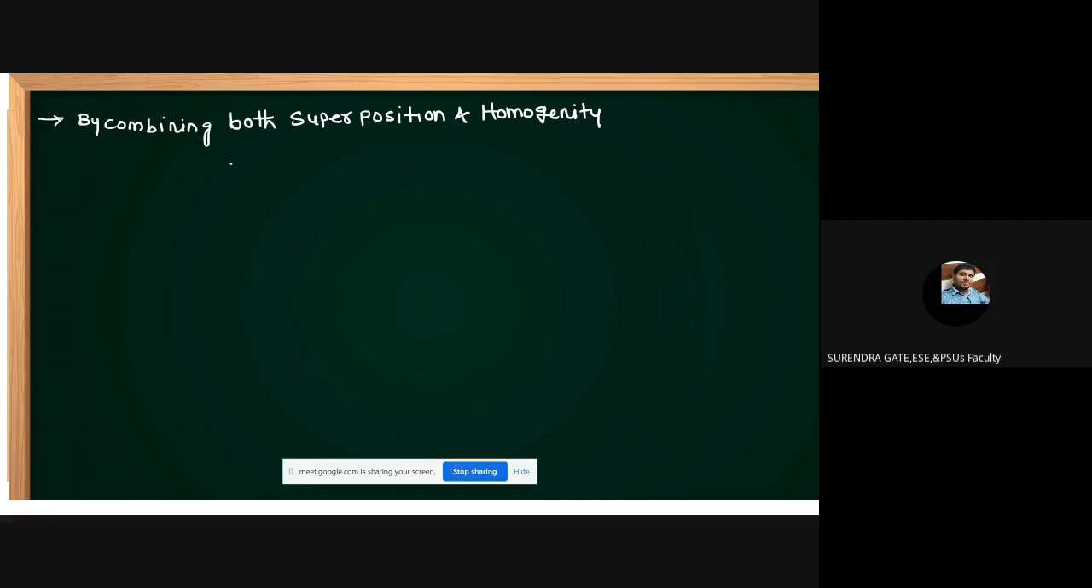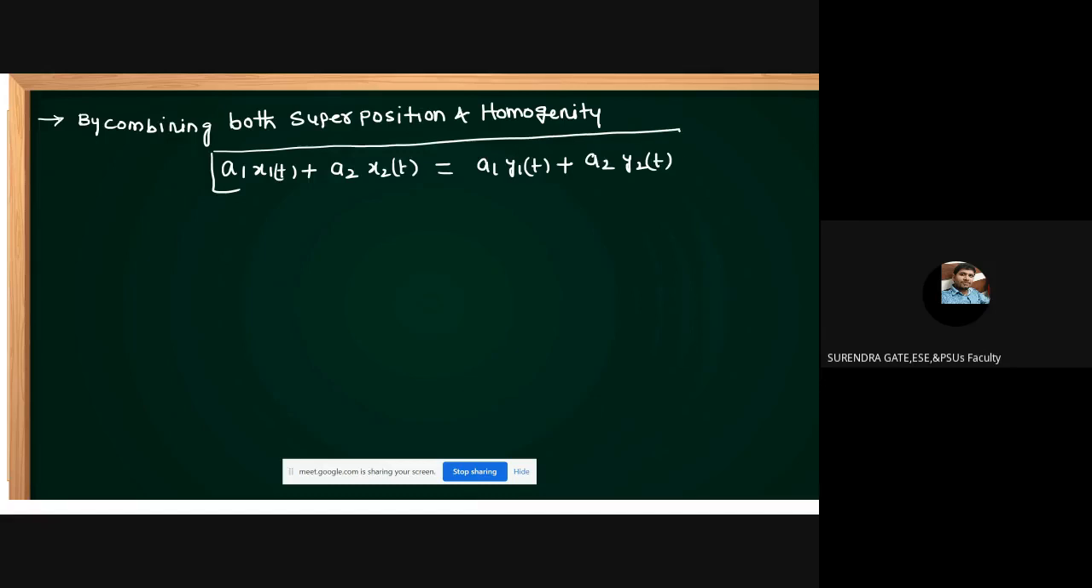This we can write as a1 into x1 of t plus or minus, you can take either. Here I have taken only plus; you can take the sum or the difference. Then a2 into x2 of t is equal to, how can we write? a1 into y1 of t plus a2 into y2 of t. If it is satisfied like this, then we can say that the system is satisfying both homogeneity and superposition principle. Then it is treated as a linear element.